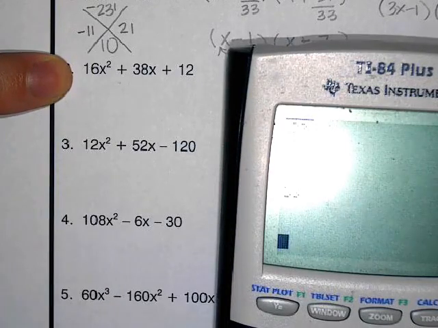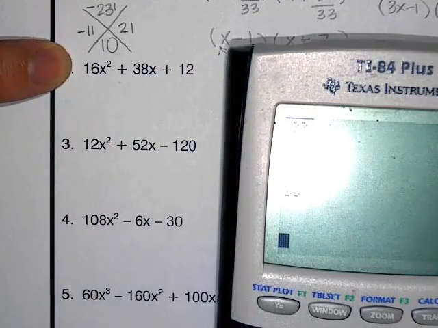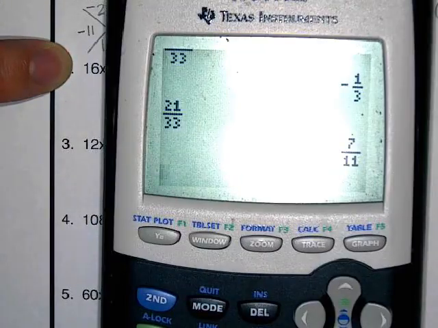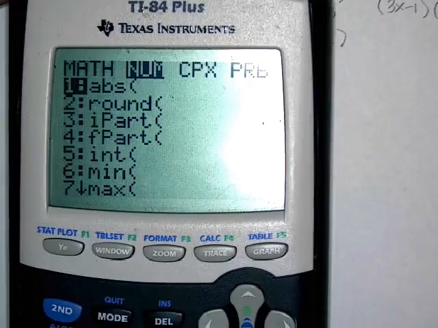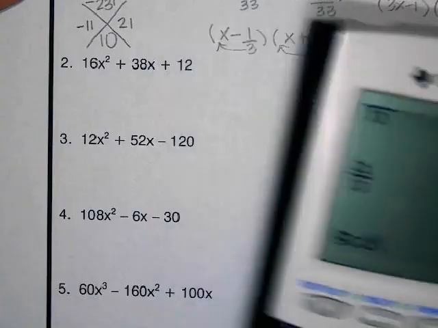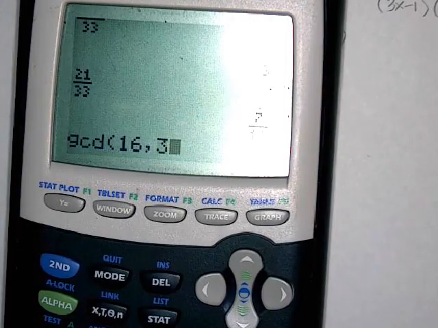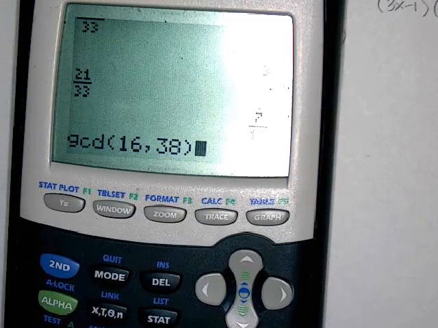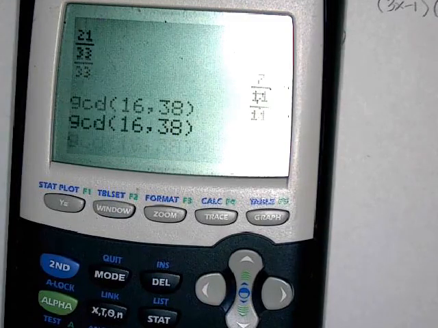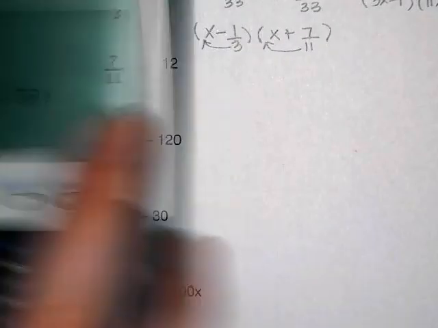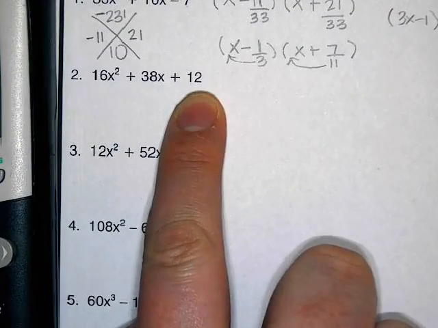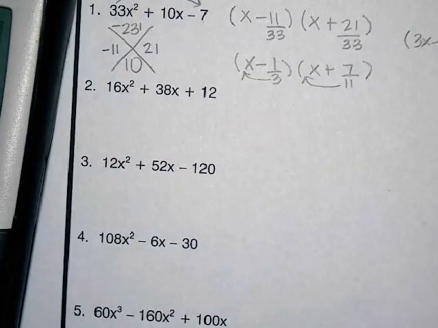So for number 2, we're going to look at the 38 and the 16. So I'm going to hit the math button, go over to number, hit number 9, and look for the GCF between 16 and 38. And then once you find the GCF of the biggest numbers, you're going to see if that GCF works with the smallest number in the problem as well. So the GCF here is 2. And 2 definitely goes into 12. So we're going to take out a GCF of 2 to do this problem.